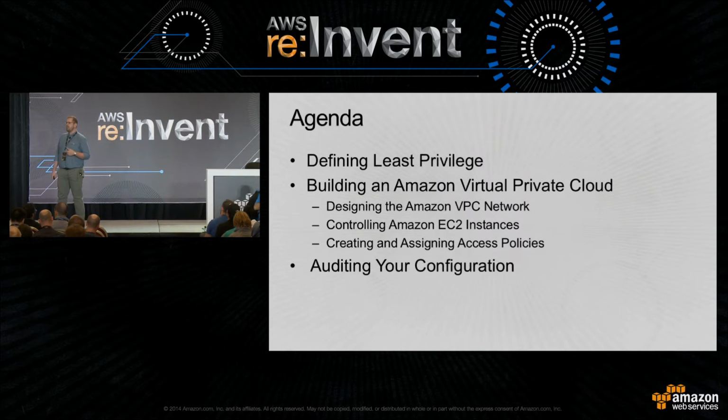So we're going to talk a little bit about what least privilege is from the pen tester perspective, and then dive into trying to define a virtual cloud that's going to meet our requirements. Along the way, we'll talk about what we would audit if we were to come in and look at this. And then finally, we'll talk about a few different strategies and tools you can use to do this type of thing on your own.